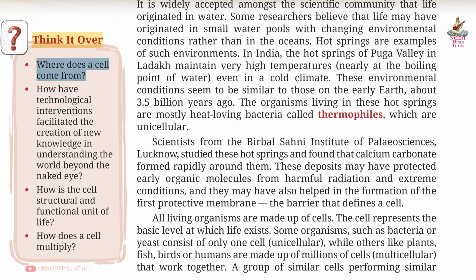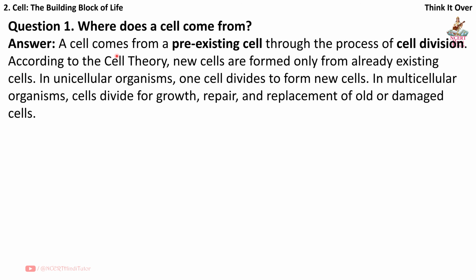Where does a cell come from? Answer. A cell comes from a pre-existing cell through the process of cell division. According to the cell theory, new cells are formed only from already existing cells. In unicellular organisms, one cell divides to form new cells. In multicellular organisms, cells divide for growth, repair, and replacement of old or damaged cells.